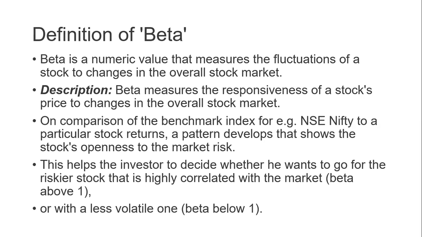This helps the investor to decide whether he wants to go for the riskier stock that is highly correlated with the market, that is, beta above 1. If our calculated beta is more than 1, then it will be highly risky, but it will give higher return also. But with less volatility, that is beta below 1, if the calculated beta is less than 1, it is called less risky and less volatile, but the return will also be less.